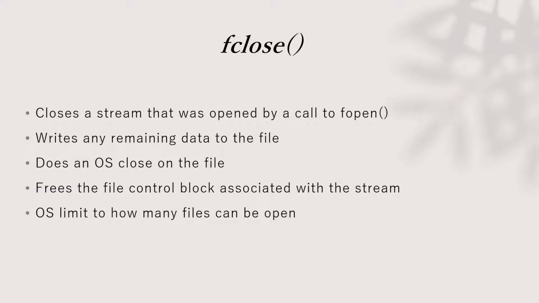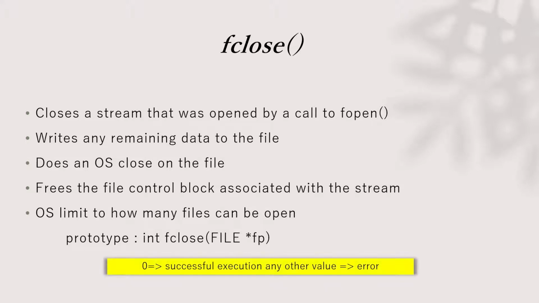There is an operating system limit on how many files can be opened at one time, and we'll see how we can check that through code shortly. The prototype for fclose returns an integer, takes as parameter the file pointer. The integer it returns will be 0 when successful, and any other value for error.